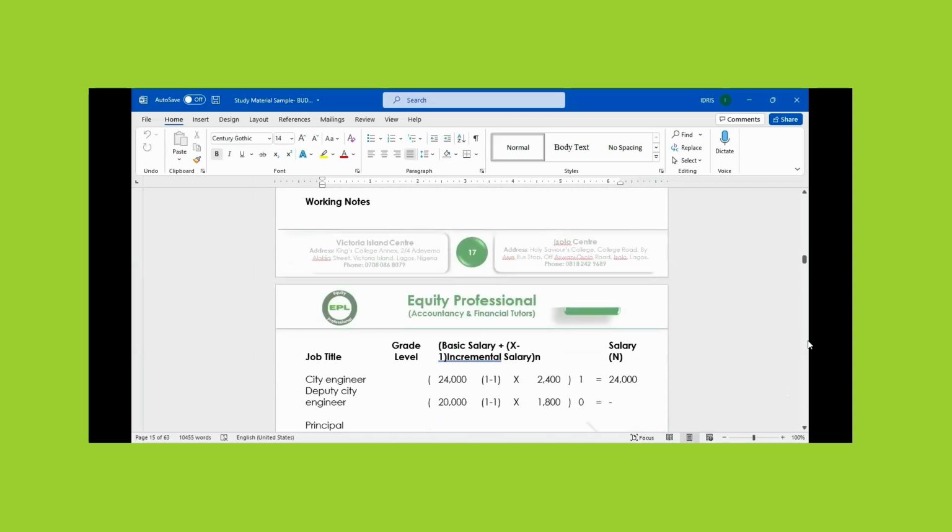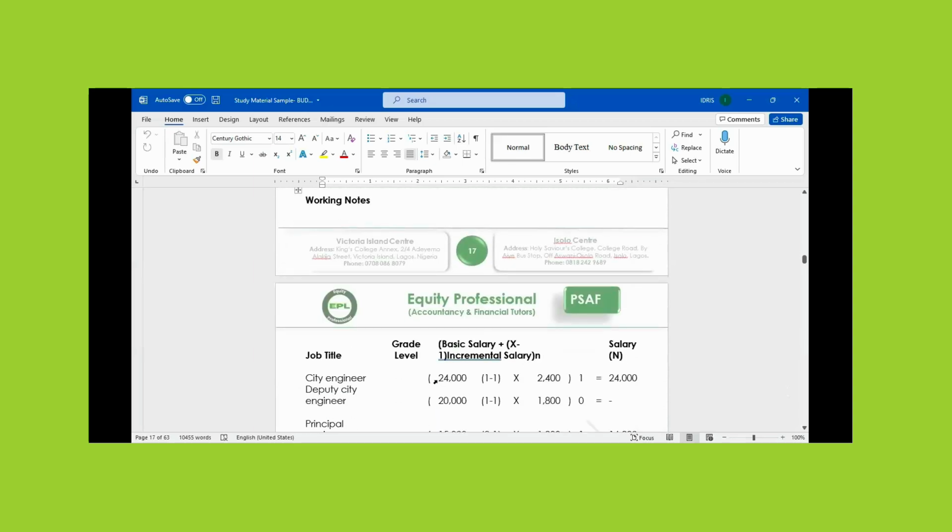This is the solving. Basic salary 24,000 plus the number of steps for the person that was just promoted. City engineer, what step are we going to use for him? Step 1. So 1 minus 1 is 0, times the incremental salary. At the end of the day, you times everything by 1. If you do it, what are you going to get?